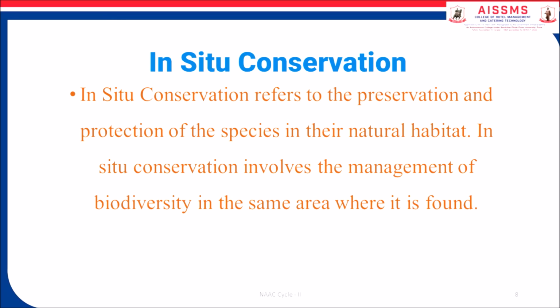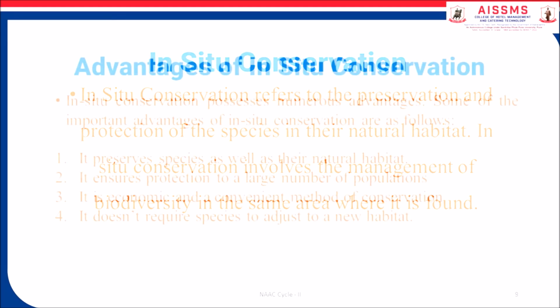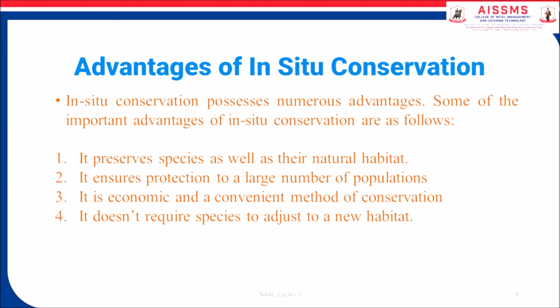Now let us understand some of the advantages of the in situ conservation method. First, it preserves species as well as their natural habitat. In situ conservation helps in conservation of plant and animal species in their environment, since animals and plants live with natural threats like poaching and predation. Second advantage of in situ conservation is it ensures protection to a large number of populations, so various living organisms can be conserved at the same time.